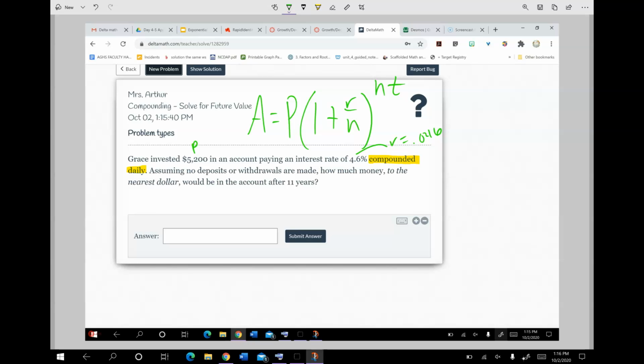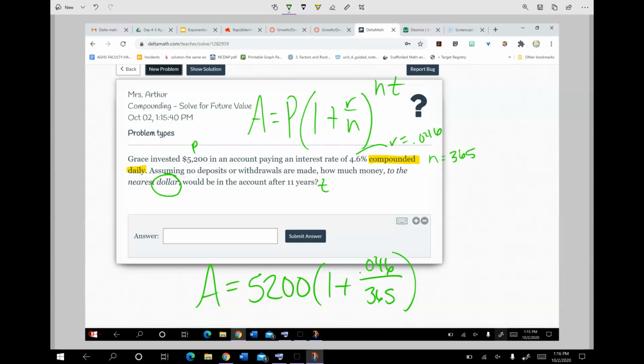Now, the compounded continuously didn't have this N. This is where N kicks in. How many days are in a year? 365. Okay. No deposits are made. To the nearest dollar, so wherever you say dollar is where you're going to round to. And 11 years is your T. So we're missing our A again, so we get to type this straight into Desmos. It's going to be 5,200 times 1 plus 0.046 over 365. All I'm doing is plugging my numbers into that equation up there. It's 365 times 11.